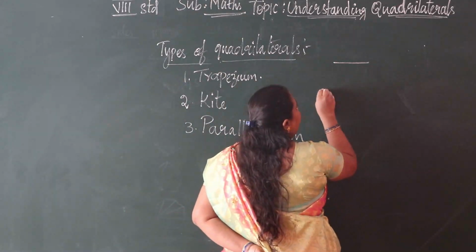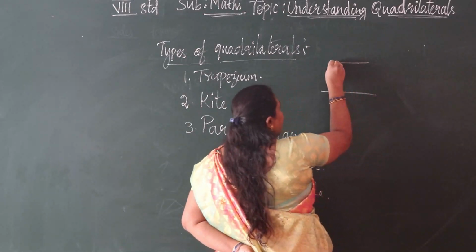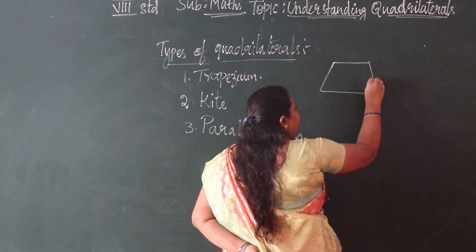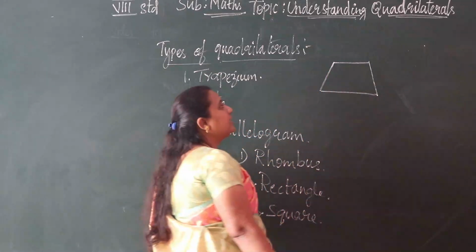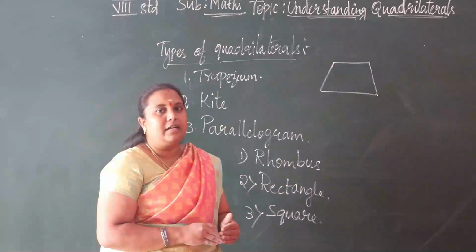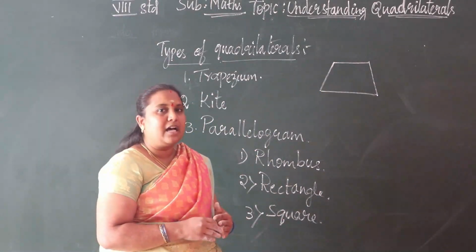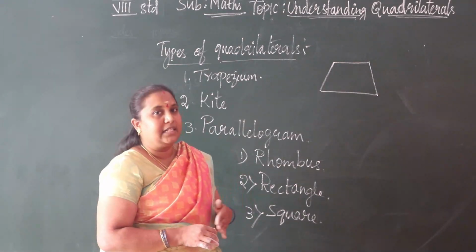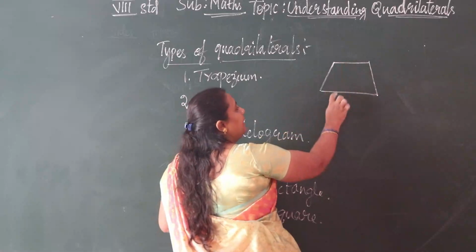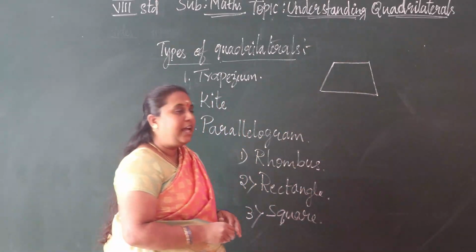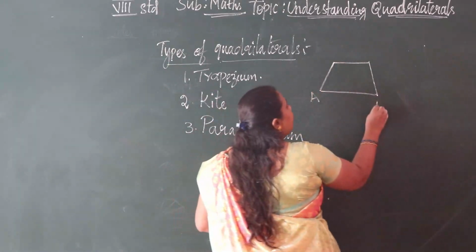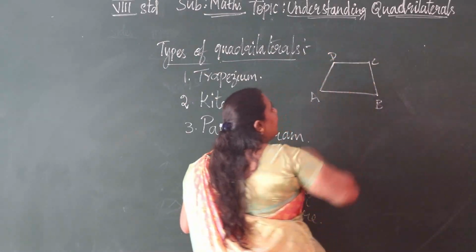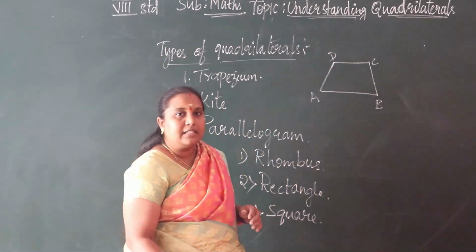See, one pair of opposite sides are parallel and another pair of opposite sides are non-parallel. That we can say it is a trapezium. Okay, so now say ABCD is a trapezium. Understood?